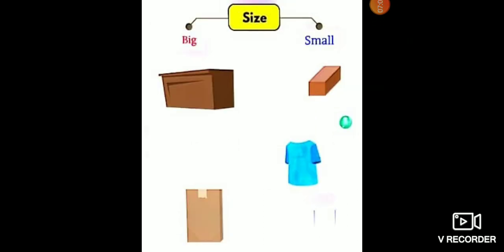And also objects have different sizes. Each object has different sizes. Look at this picture, students. Some objects are big in size and some objects are small in size. Here table and bag are big in size, while the objects, that is shirt, marbles and bricks, are small in size. In this way, every object has different sizes.